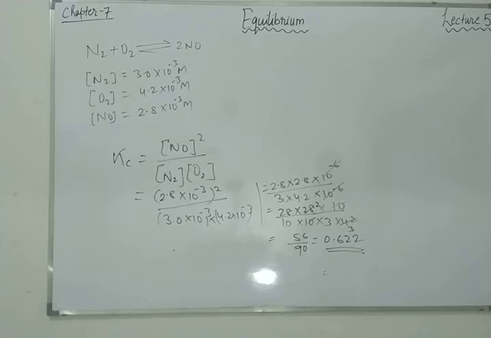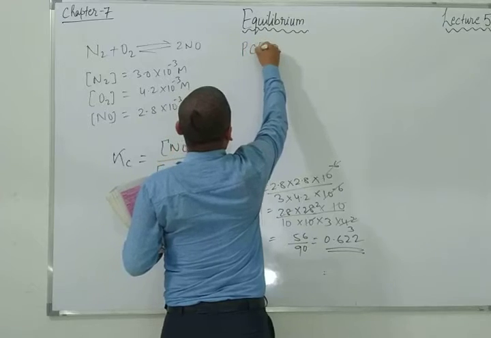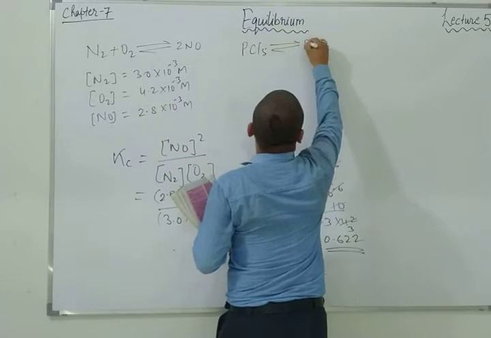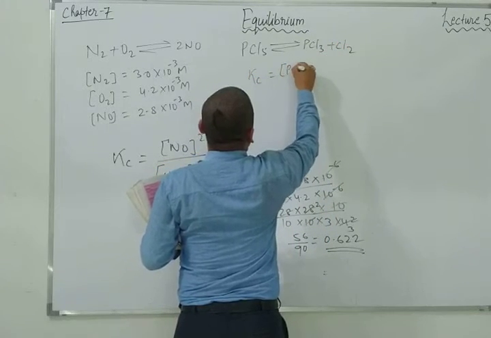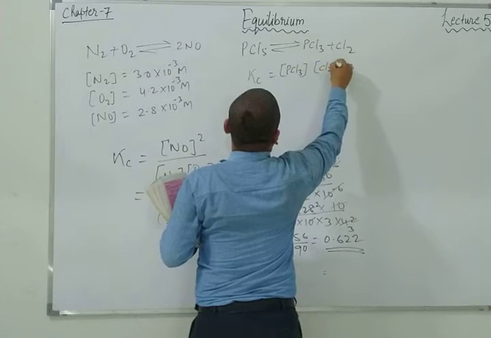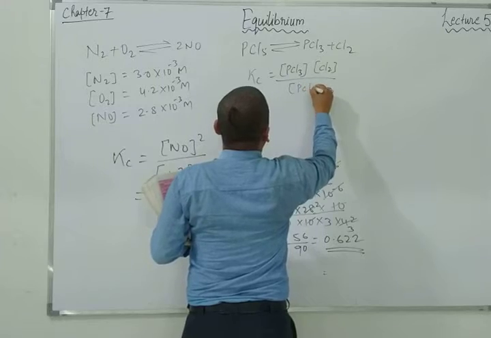So here, PCl5, PCl3 and Cl2 are at equilibrium at 500 Kelvin, having concentrations of 1.59 molarity of PCl3, 1.59 molarity of Cl2 and 1.41 molarity of PCl5. So let us calculate the equilibrium constant. It's the same question, nothing else, so no need to worry. PCl5 gives PCl3 and Cl2, right? So Kc is equal to concentration of PCl3 times concentration of Cl2 upon concentration of PCl5, right?